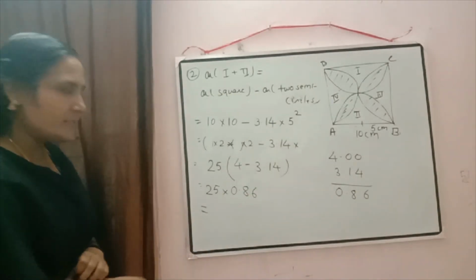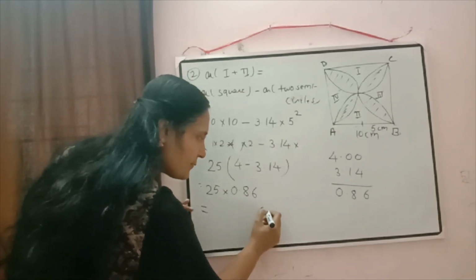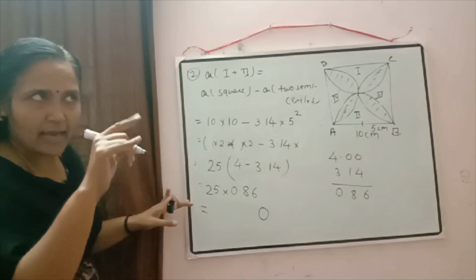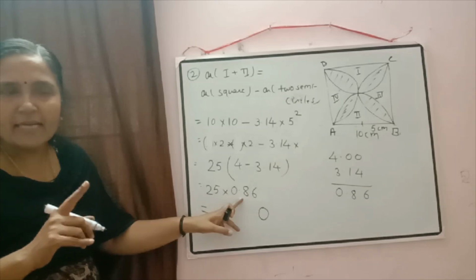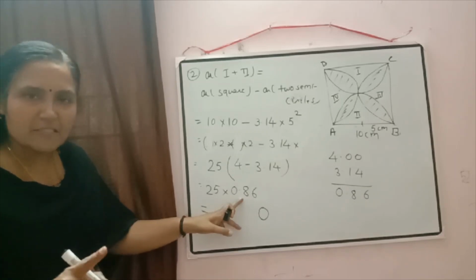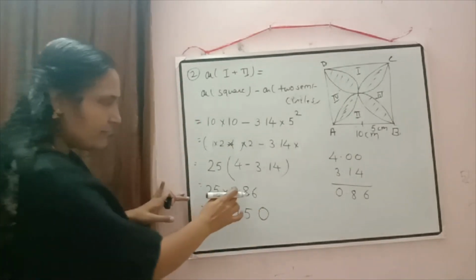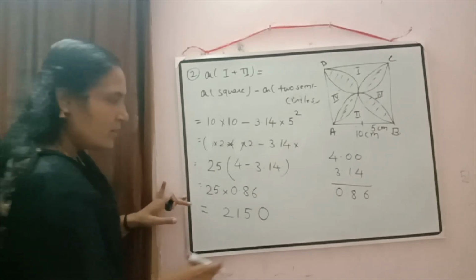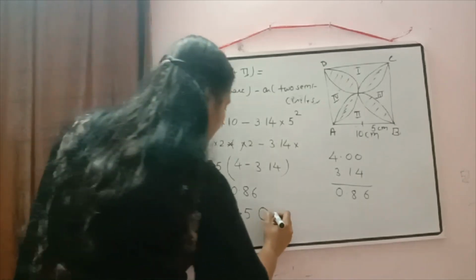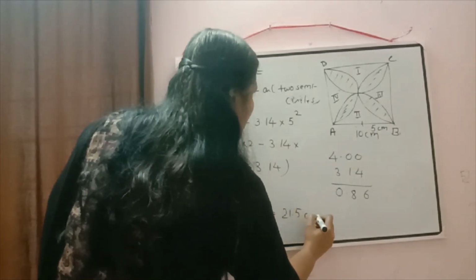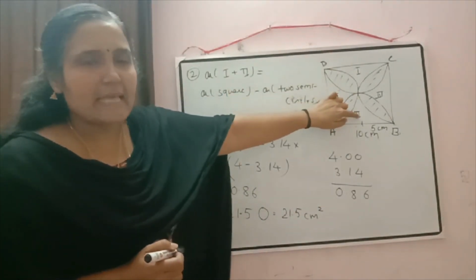Now we can do the multiplication. 25 6s are 150. So 0, carry over 15. What is 25 8s? 25 8s are 200. 200 plus 15 will be equal to 215. Now just to check, after the decimal sign we have 2 digits. So here also count 1, 2. So here we will put the decimal sign. So we will get 21.5 centimeter square. That is the area of first and second region.